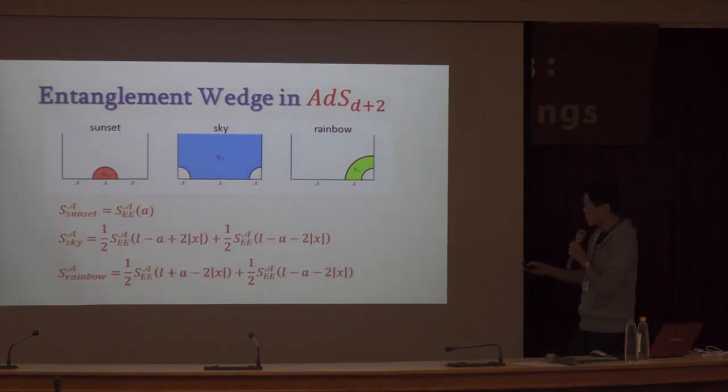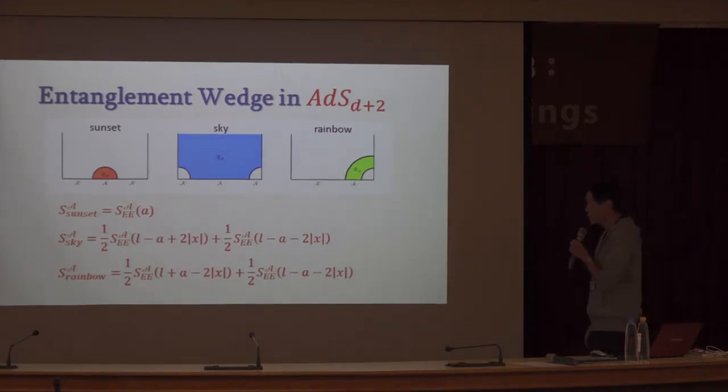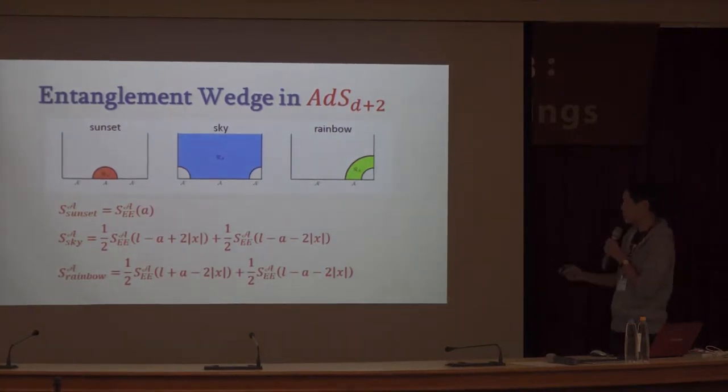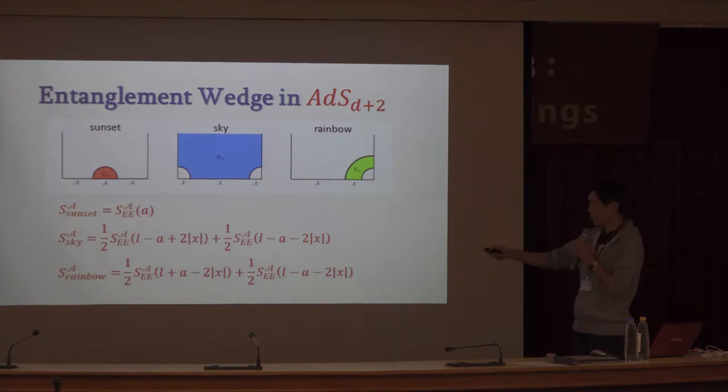And if this region is very close to one boundary, then the minimum surface will bend to that one boundary and connect with the boundary like that. The minimum surface is just these two parts, and the entanglement wedge is this green part inside. So we call this the rainbow phase. And this sky phase and rainbow phase are due to the boundary effect.